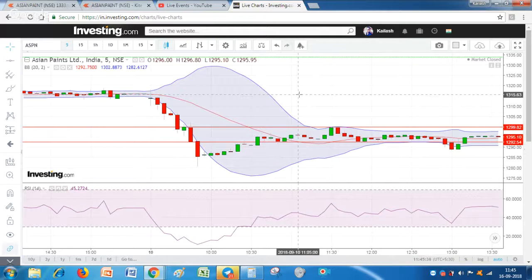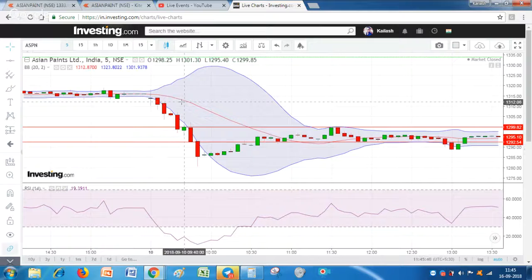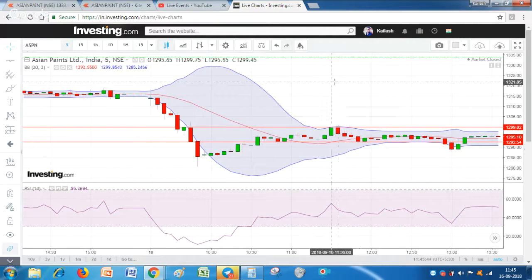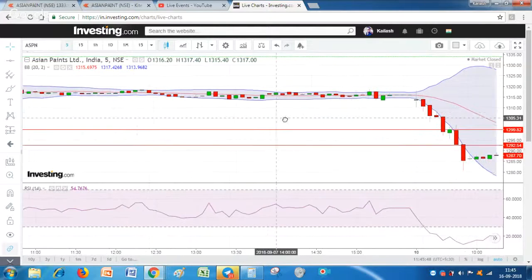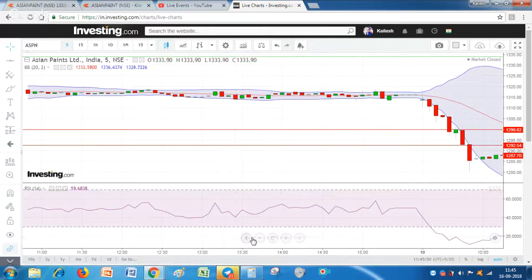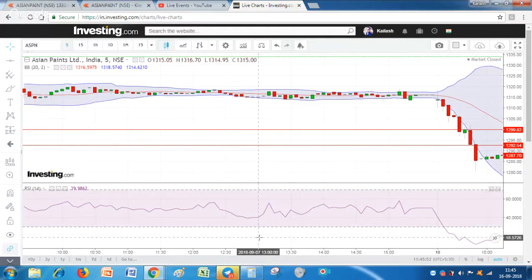Okay, friends, so hopefully I have explained this thing. One of the sell setups I have told you: once the stock goes below the median line, there we can take a sell call. Now let me show you, friends, that there is one more strategy of this. Once this Bollinger Band comes to a very small range.